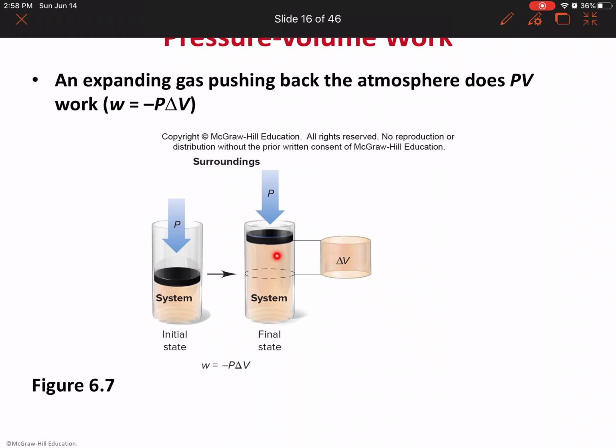If the system is expanding and the volume is increasing, what's going to be the delta V? This is a higher volume compared to the initial one, larger minus smaller volume, so delta V is going to be positive. Pressure is positive. So we would get a positive value if we didn't have the negative sign. But the system is losing energy as work. To indicate that, we have W equals negative P delta V.